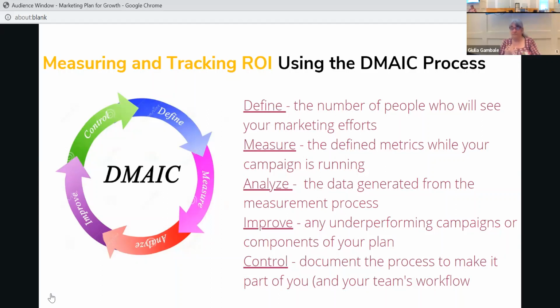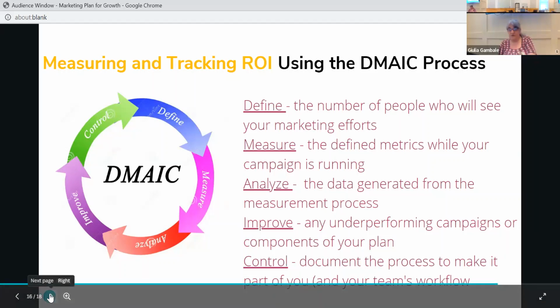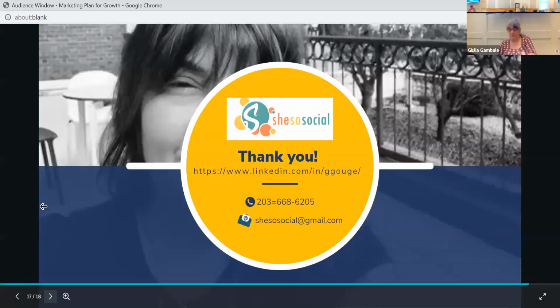Make sure that you have some way of analyzing that data and that you're able to understand, or somebody can interpret the data for you. Improve underperforming campaigns or components of your plan, and then document that whole process. I can't stress enough how important documentation is as it pertains to the campaign.